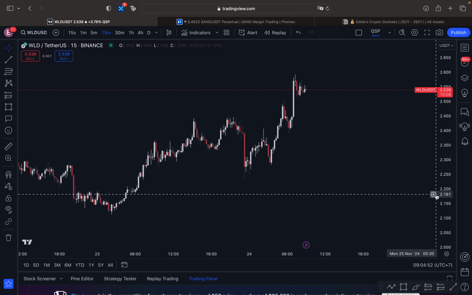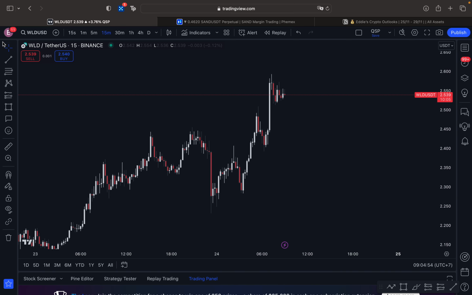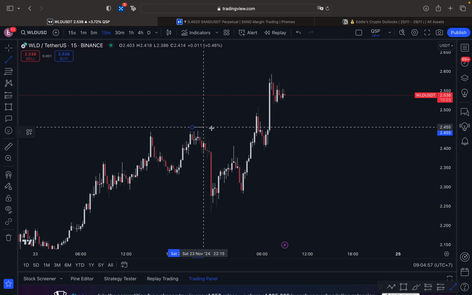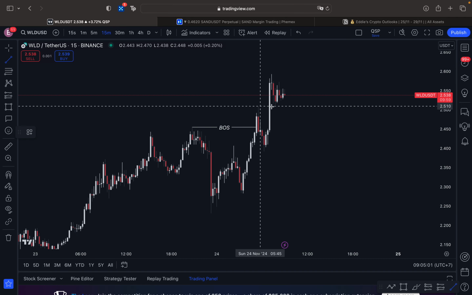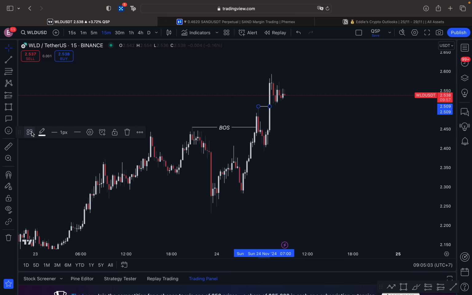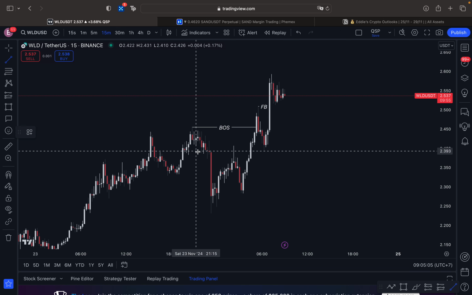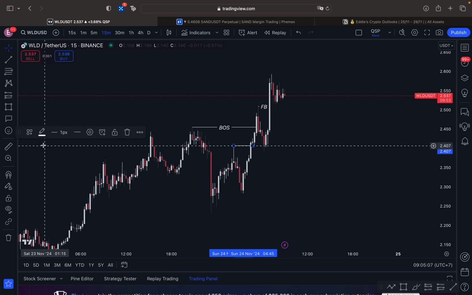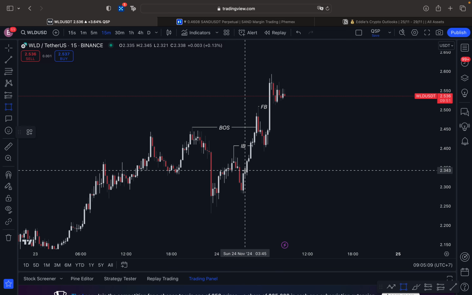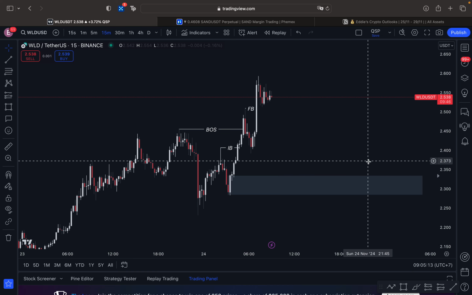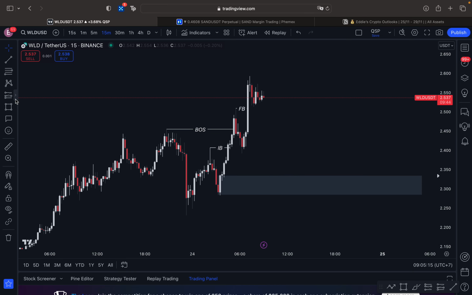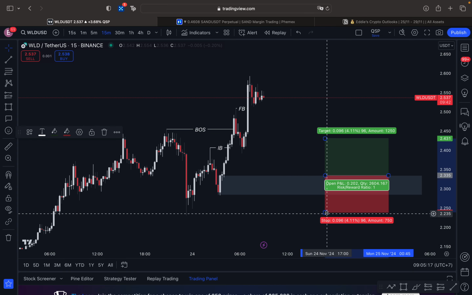This is a crazy setup if it runs. We have a breaker structure here. This is one of my high probability setups. Breaker structure, FBOS, and then we also had an internal breaker structure here. So this demand zone is valid, and I'm gonna mark out the alert here. And then I'm gonna pre-market. I'm gonna pre this.